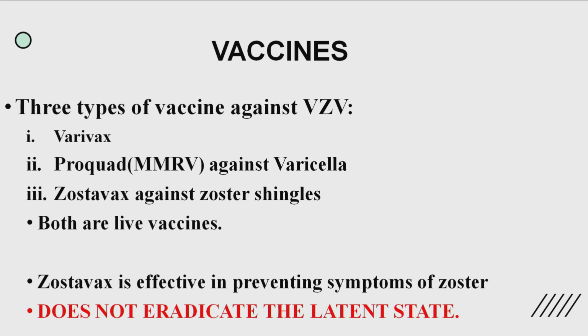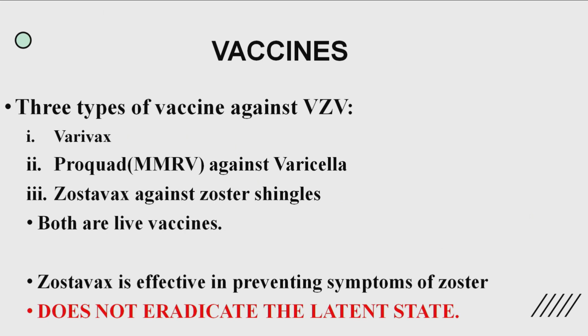Vaccines: 3 types of vaccines. As I'm almost coming to the end now, there are 3 types of vaccines against varicella zoster, the same virus with 2 manifestations. Number 1 is the Varivax. Then number 2 is the ProQuad, an improvement.